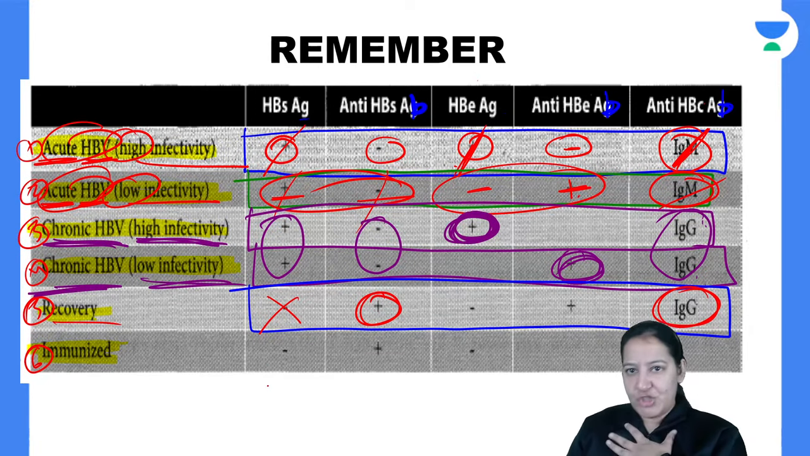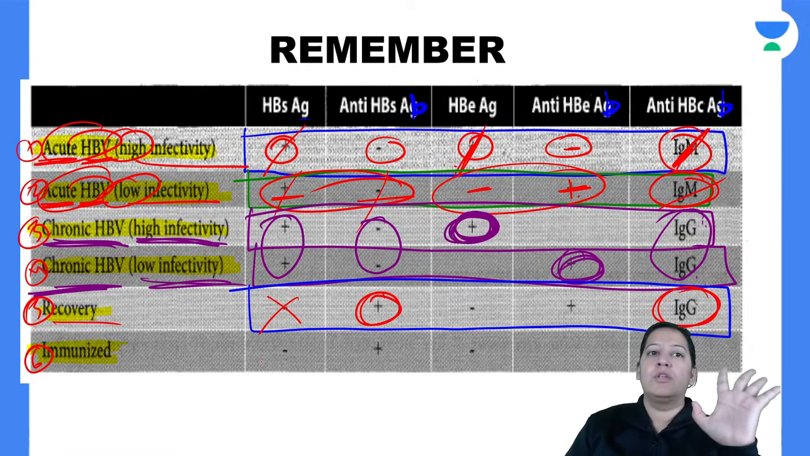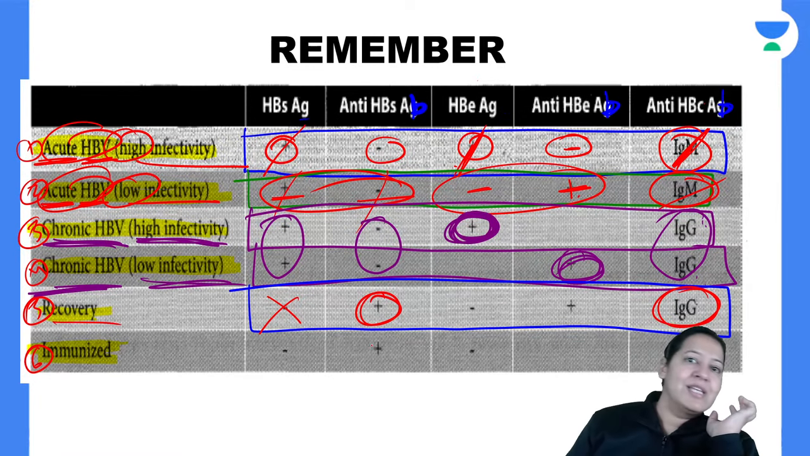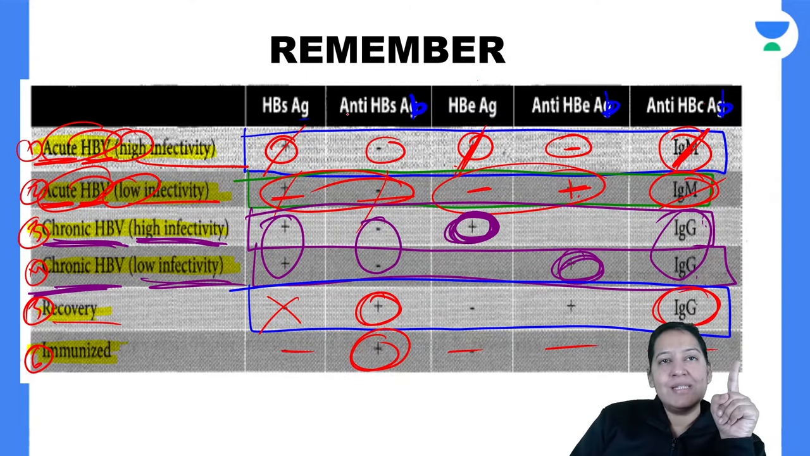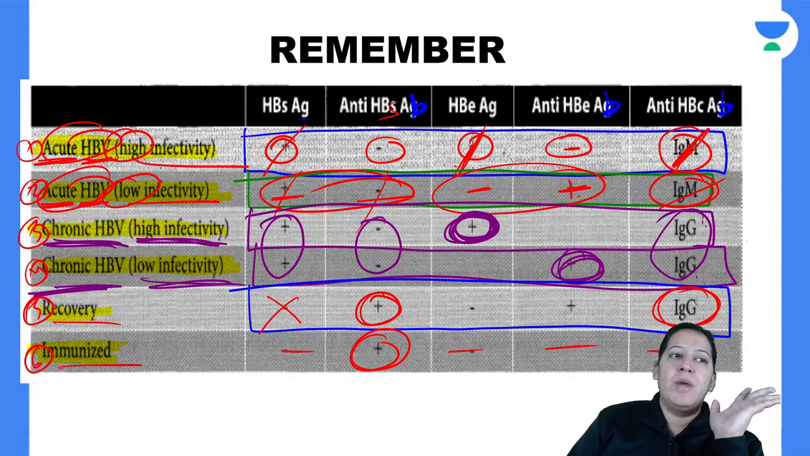See the last one. If you check my blood, you will find this. If you check your blood, we will find this. Only this one is positive. Only this is positive. Rest all are negative. So only hepatitis S antibody is positive. That is immunized or vaccinated.